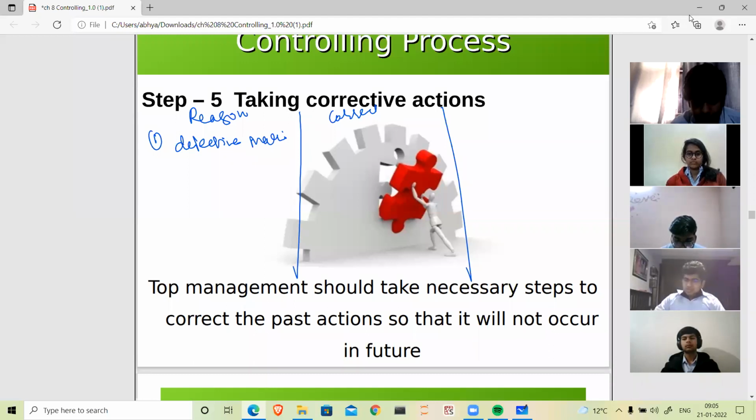So in that case, what corrective action could be taken? Yes, Darshika. If your machine is defective, then what corrective action you will be taking?